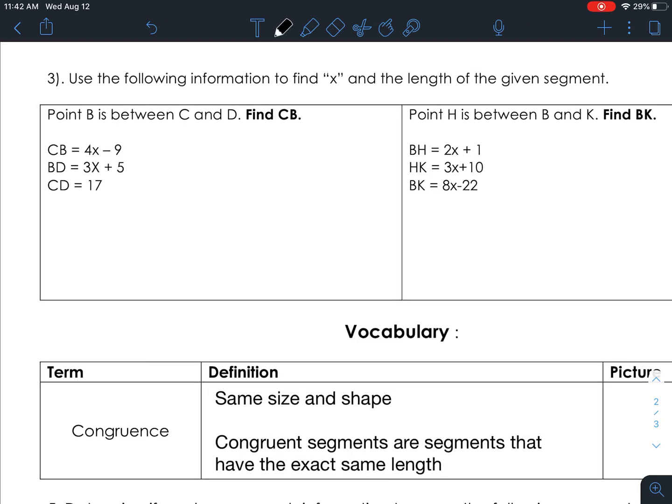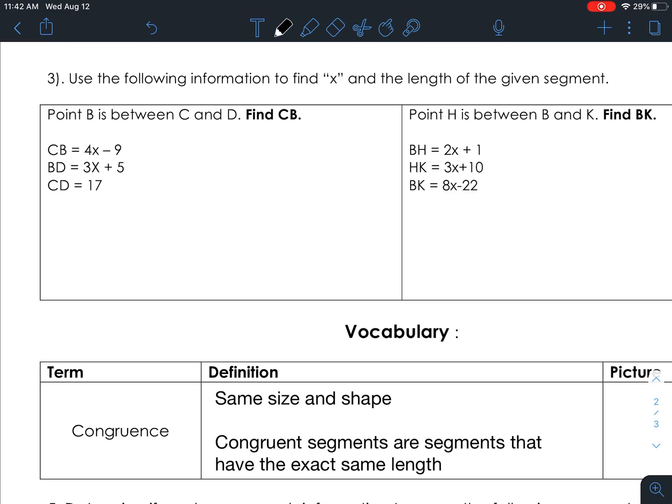Okay, all right, so in example 3 now, it says use the following information to find x and the length of the given measurement, okay? So the key here is to draw first what we're given, and then from there, label the picture and set up the equation, all right? So we have some algebra in here.